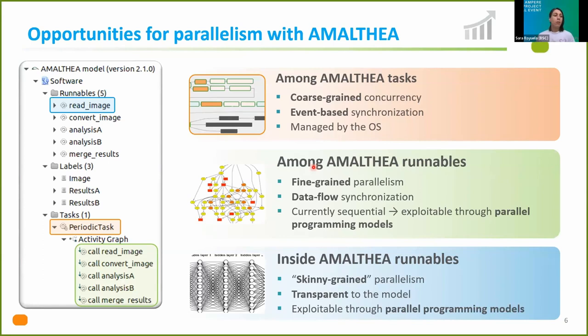So the first thing to be able to translate Amalthea models into OpenMP code is to understand whether the two abstractions are compatible. So Amalthea software is composed mainly of tasks, what we can call real-time tasks, which is this part at the bottom. These tasks are composed of an activity graph that is a series of calls to runnables. And then runnables are defined based on the data accesses that they do to memory, and also the amount of time that they take to execute. So we can exploit parallelism at three different levels in this kind of model. One level is among Amalthea tasks.